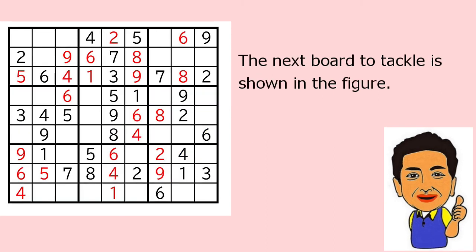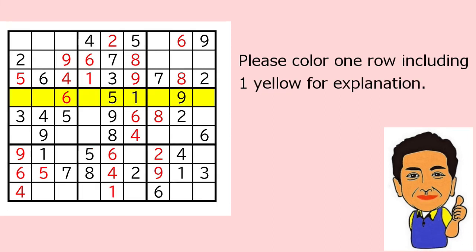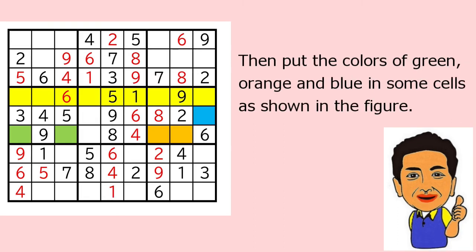The next board to tackle is shown in the figure. The answer to this board is 1, as shown in the figure. To get a solution, please put a yellow color on the 3 columns, including digit 1. Then put the colors green, orange, and blue in some cells as shown in the figure.